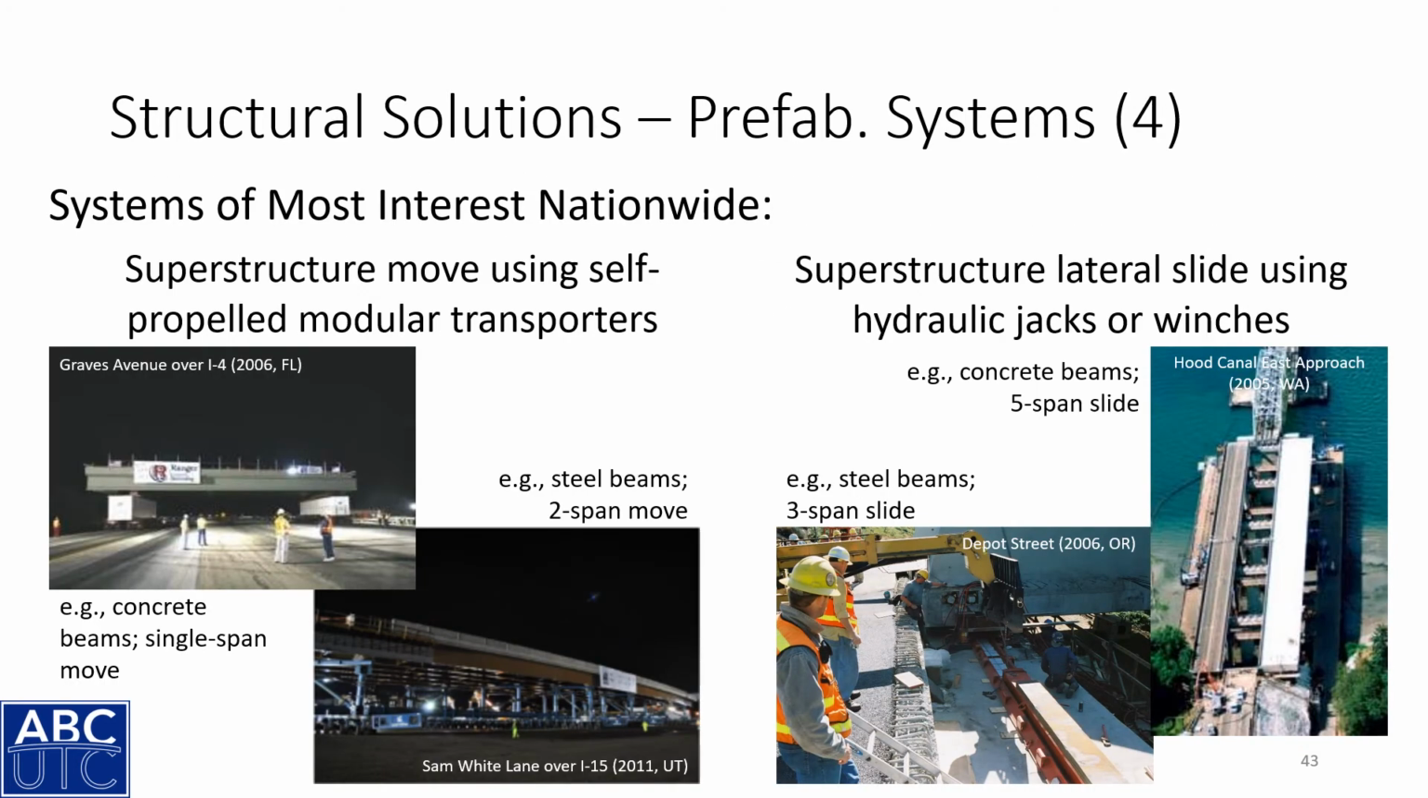The systems of most interest in terms of prefabricated systems are prefabricated superstructures moved with self-propelled modular transporters, or SPMTs, or prefabricated superstructures using lateral slides, using either hydraulic jacks or winches. Shown here are some examples, highlighting that these system moves can be single span, but they can also be multi-span. Here's an example of a 2-span SPMT move, and in these 2 examples we have a 3-span and even a 5-span lateral slide.